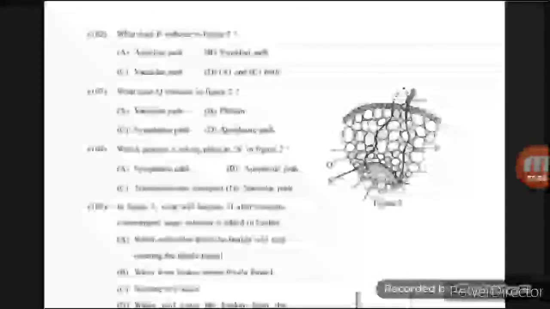So in this given figure, the Q indicates the apoplast pathway. So Q here indicates the apoplastic pathway. Therefore the correct answer for this question number 103 is option D. Q indicates the apoplastic pathway in this figure 2, or diagram 2 also you can say.